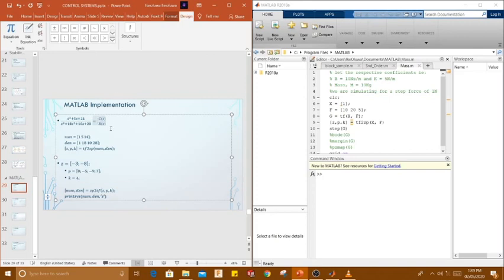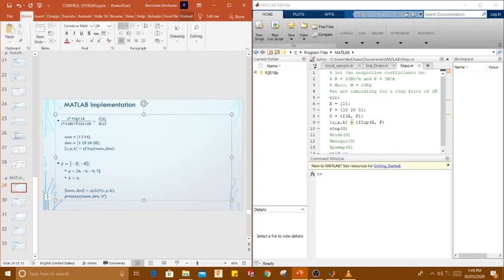So I hope that is clear. This is the open transfer function for a system. Now this shows you that a system has been reduced to this. Okay, so this is the transfer function of gain.